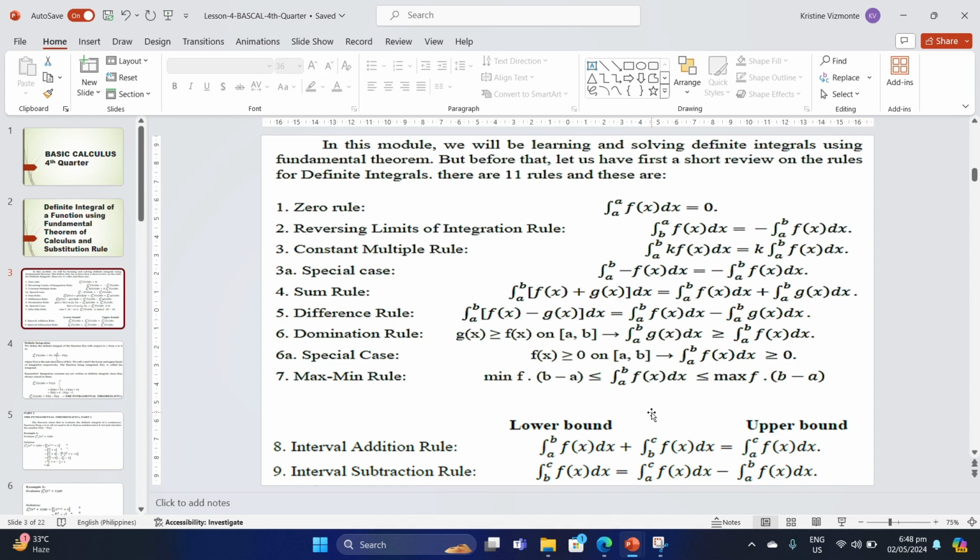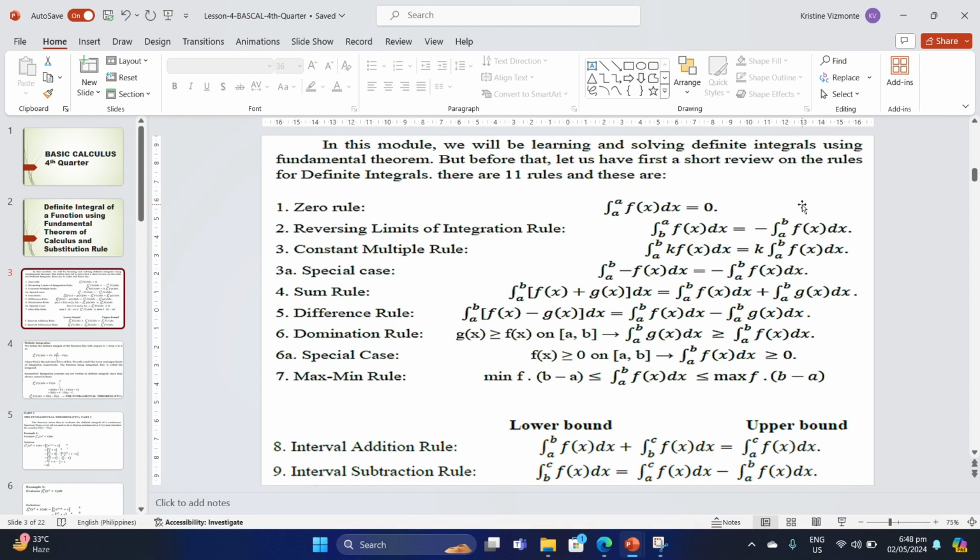There are 11 rules. It is just given here as 1, 2, 3, because 3a and 6a are included, therefore this is 11. So let's have the zero rule. As you can see here, it's a to a, so therefore it is 0. The value of a minus the value of a is 0.